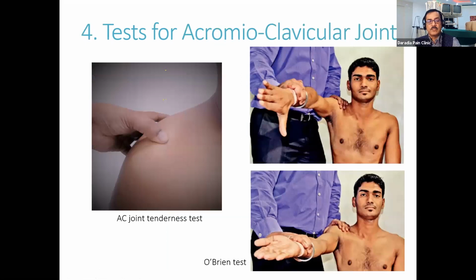Next are the tests for the acromioclavicular joint. For the acromioclavicular joint, the most important is local tenderness over the joint. This is a very superficial joint. You can easily palpate it, and if you find any tenderness there, that is one of the clues. But there are two other tests. O'Brien test is not a very specific or sensitive test, but sometimes it is done.